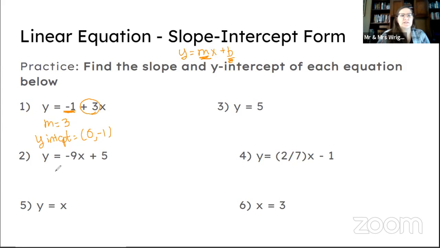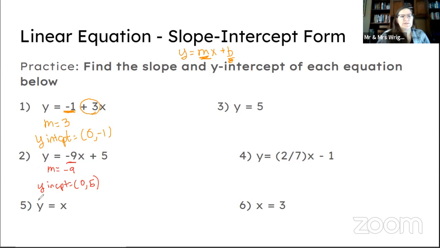All right, so moving on to number 2 here. m is my coefficient of the variable. m is -9, so my slope is -9. The y-intercept, remember 0 is going to go first, and then I have a positive 5 for the b, which is going to go in the second, the y spot of the y-intercept.